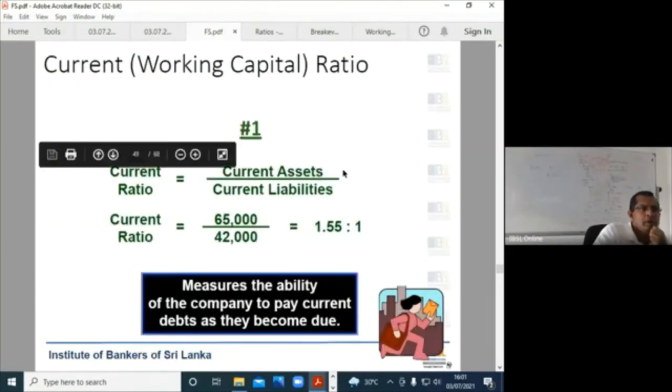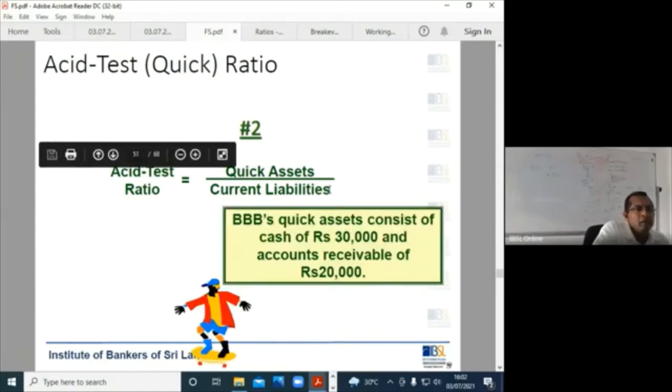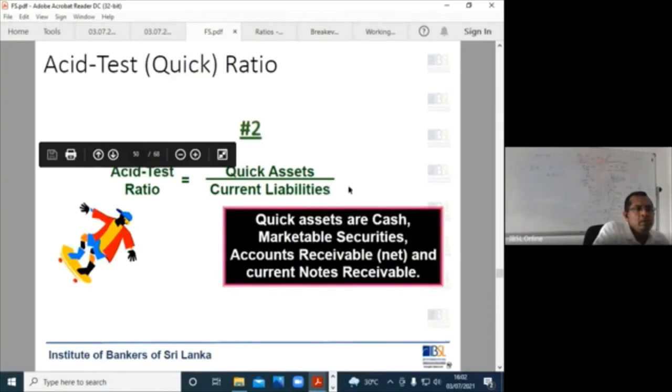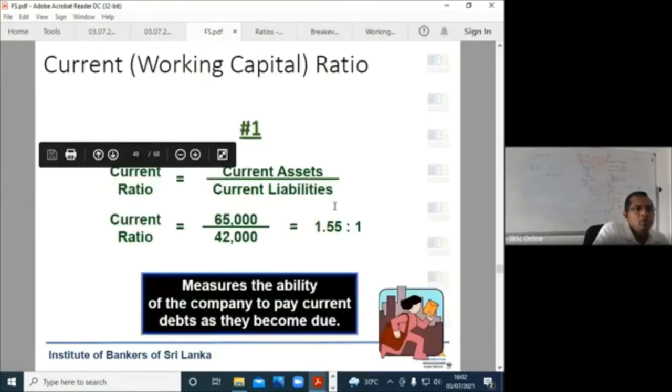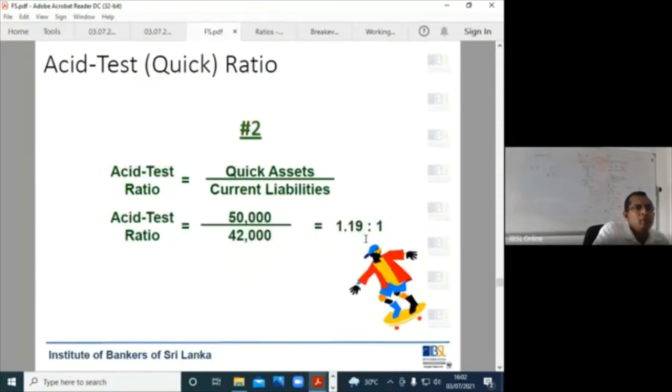Current ratio is current assets to current liabilities, 1.5. Each rupee in current liabilities is covered by 1.55 times. Quick ratio: quick assets are cash, marketable securities, account receivables and note receivables divided by current liabilities. So this should be in the range of 1 and this should be above 1.5. So these are examples you can work out.